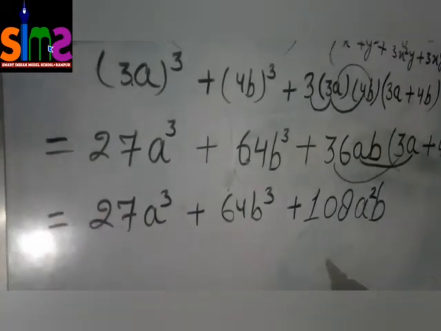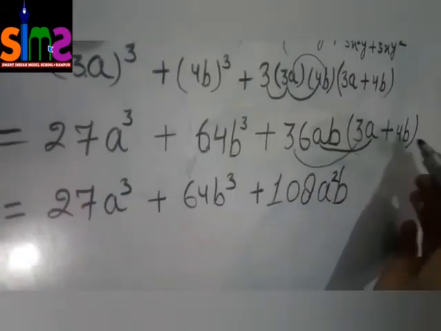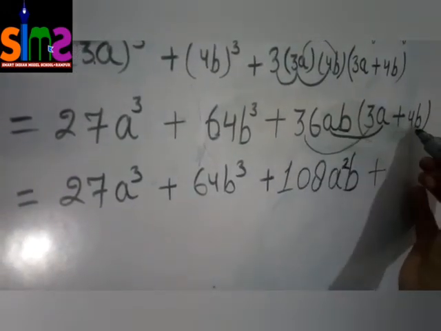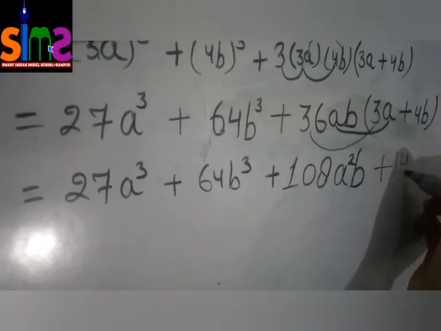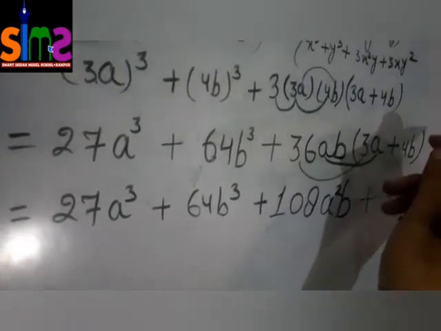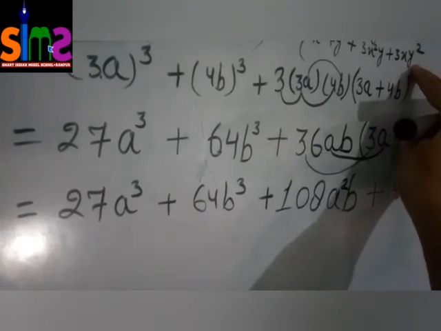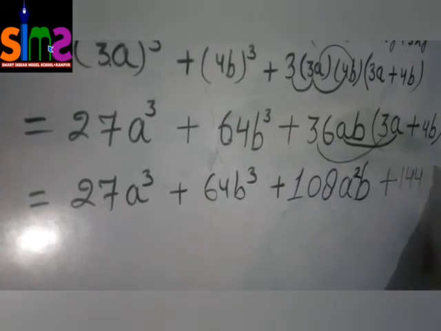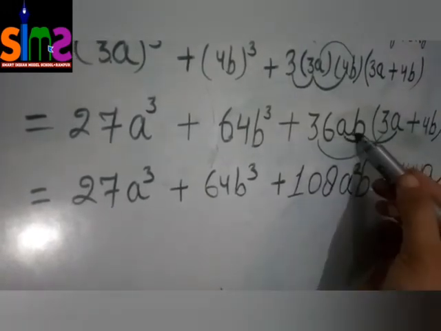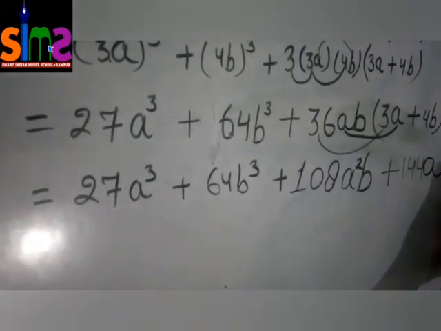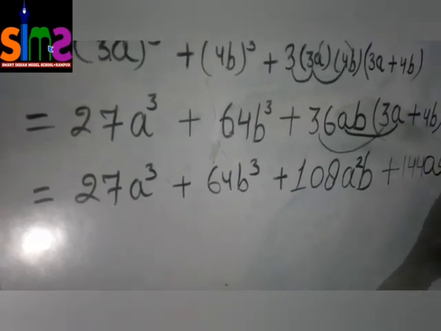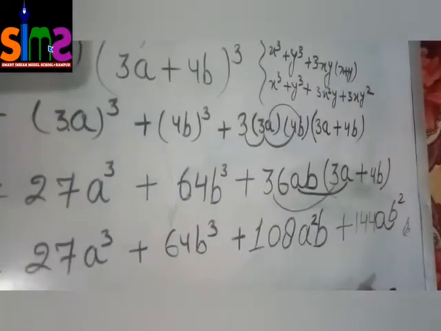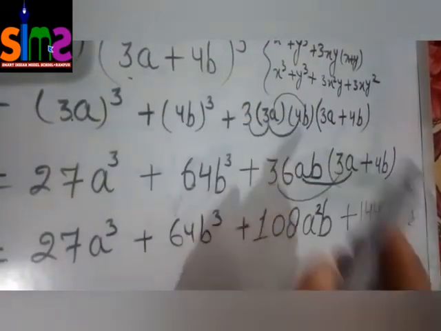Now we will multiply this 36ab to this 4b. We will get 36 4 is 144, and in this step we get the square on y, not on x. So the a of this 36ab will remain a, but when this b is multiplied by this b, we get b square. So here is our answer, the expansion of the given question, the whole cube of 3a plus 4b.